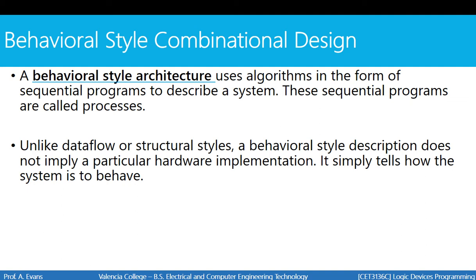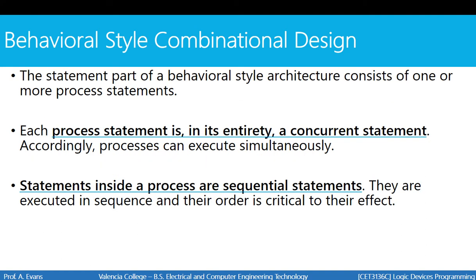Unlike data flow or structural styles, a behavioral style description does not imply a particular hardware implementation. It simply tells how the system is supposed to behave. So with the behavioral style, we're going to be learning about processes and how we can use a process to execute some sort of logic that we want to implement within our architecture. The statement part of a behavioral style architecture consists of one or more process statements. You can have multiple processes.